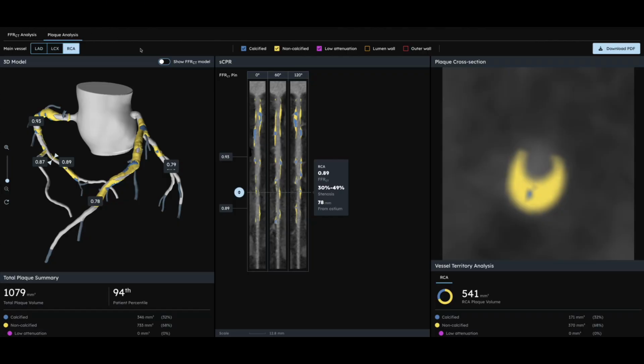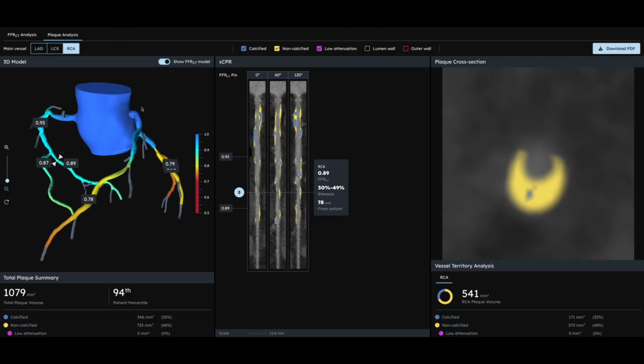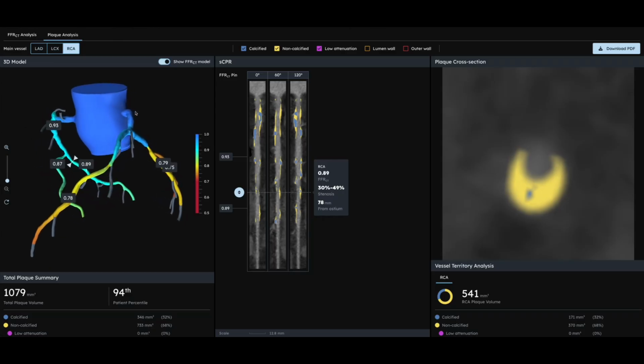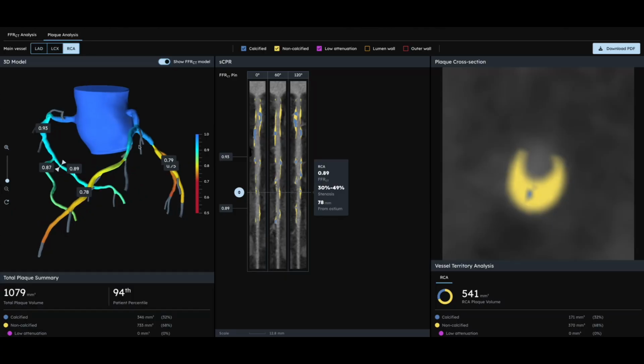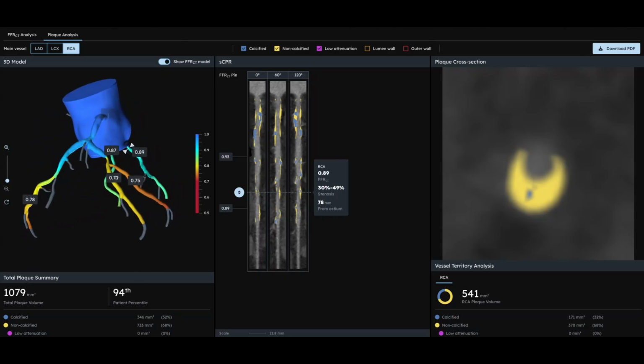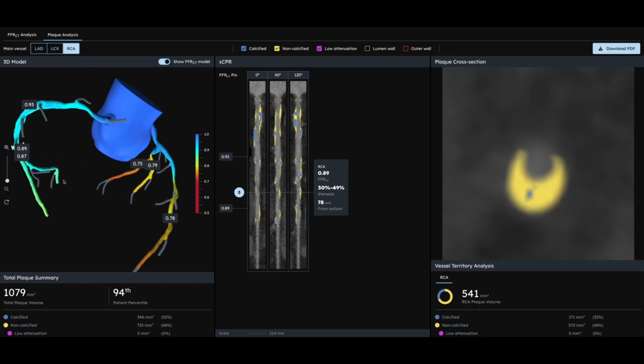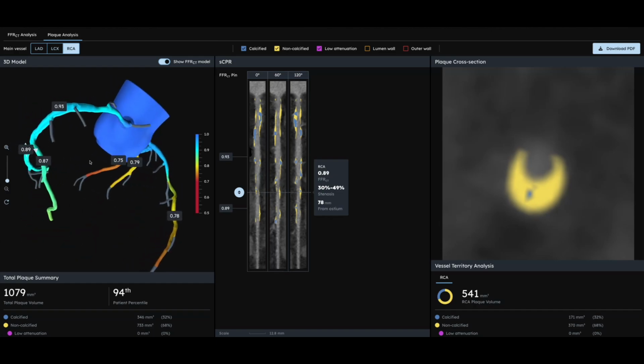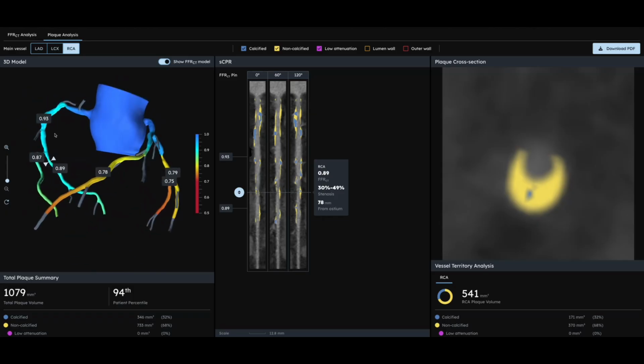So with FFR, we can actually toggle it here. We can see with all of the vessels how much flow this patient has in all of the arteries. So you can see here in the LAD, you have 0.78. In the left circumflex here, we can see that in one of the branches, we have 0.79 and then 0.75. And then the RCA, we can see it's 0.9 and 0.87. So the RCA is good.